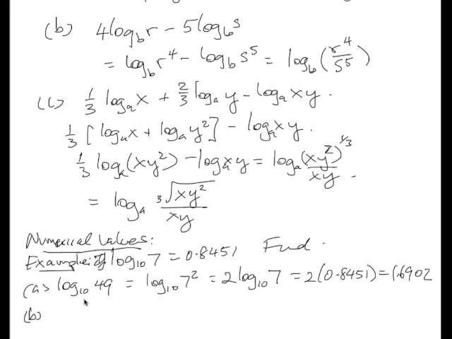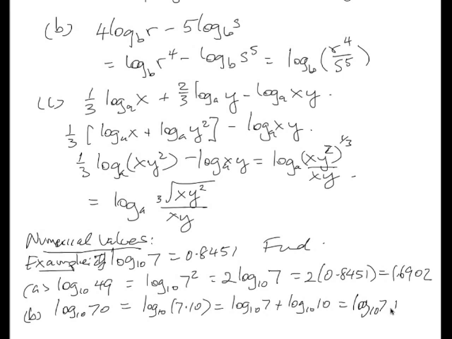Right, part B. Let's suppose I want to find the log in base 10 of 70. Well, of course, log in base 10 of 70 would be the same as 7 times 10, which would be the log in base 10 of 7 plus the log in base 10 of 10. Now we know the log in base 10 of 7, and the log in base 10 of 10, of course, is 1, because that's a power of 1, it undoes it and gives you the exponent. So this is going to be 0.8451 plus 1, which is 1.8451. So we can find numerical values here.